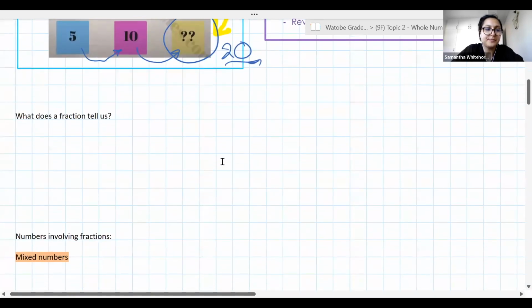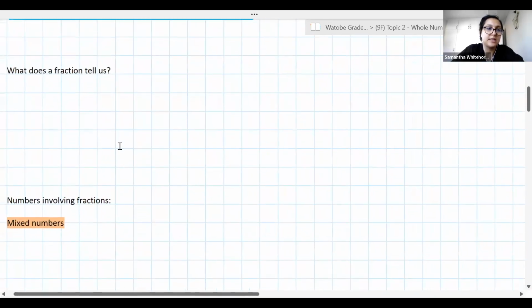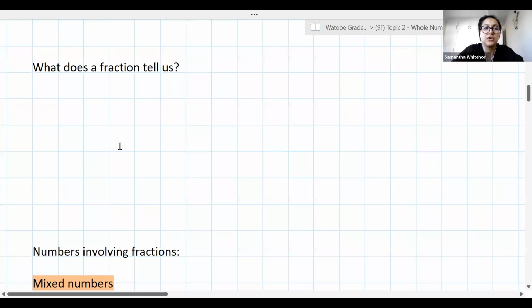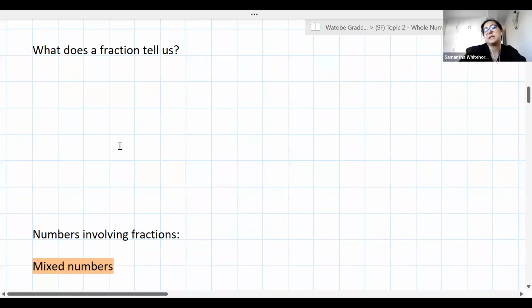For today. So like I said, what we're going to chat about today is fractions. So my first question here is, what does a fraction tell us? So why do we use fractions? What do they represent? How can we use them? That's sort of what I'm asking here.